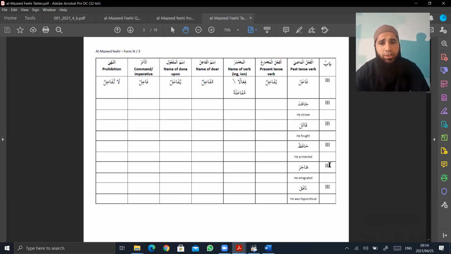And when we put our root letters for today on the scale, it becomes حاكم. And حاكم will mean to prosecute someone, or to bring them to trial, to interrogate them, put on trial. Everybody can say that. حاكم يحاكم حكاما محاكمة محاكم محاكم حاكم لا تحاكم.